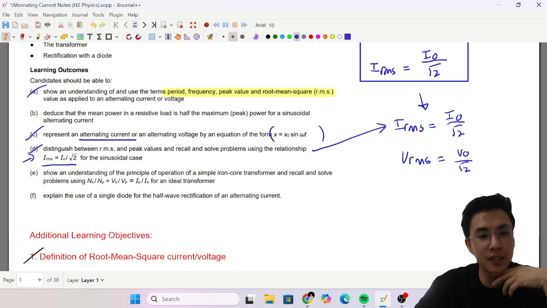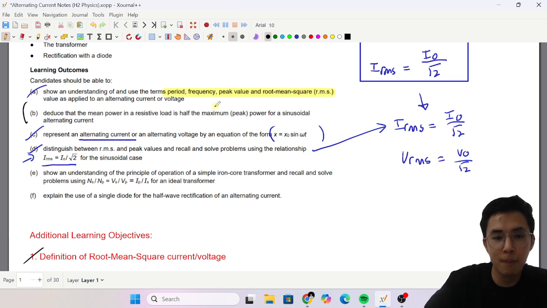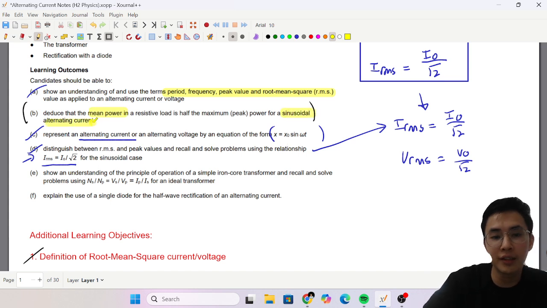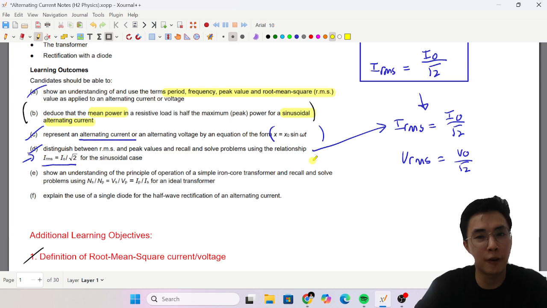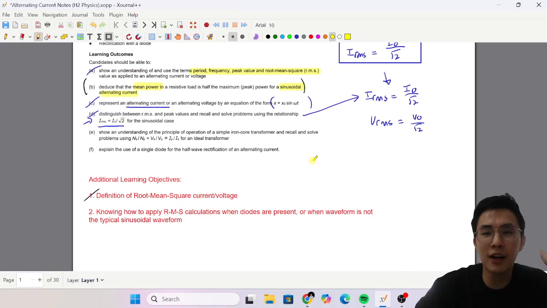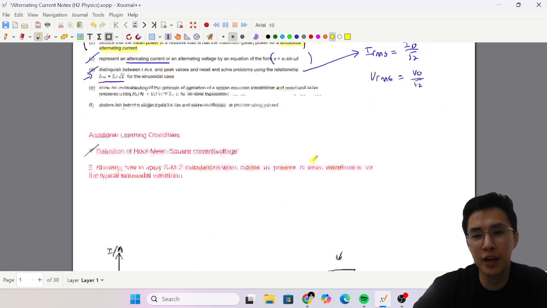Now, the next thing that is more important is how to prove learning objective B. If you look over at learning objective B, they want you to understand that the mean power for a sinusoidal alternating current is actually just half of the peak power. This one I can prove to you quite easily. I recommend you follow me as I draw and explain it out. That way you can really get it.